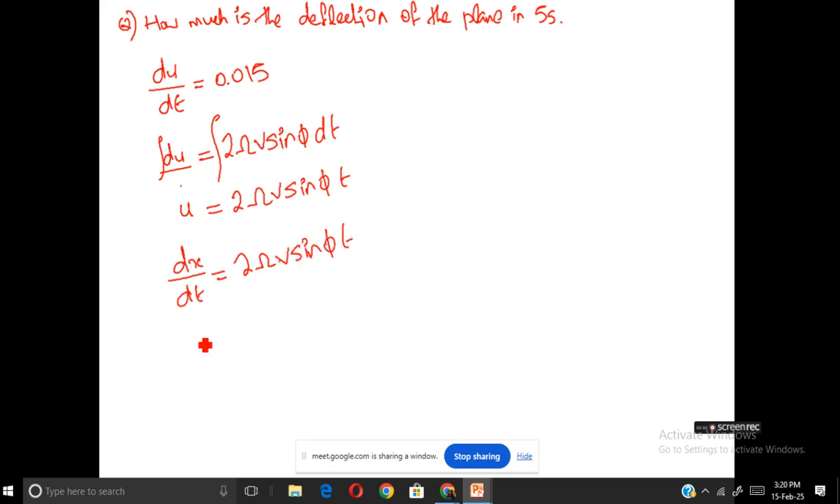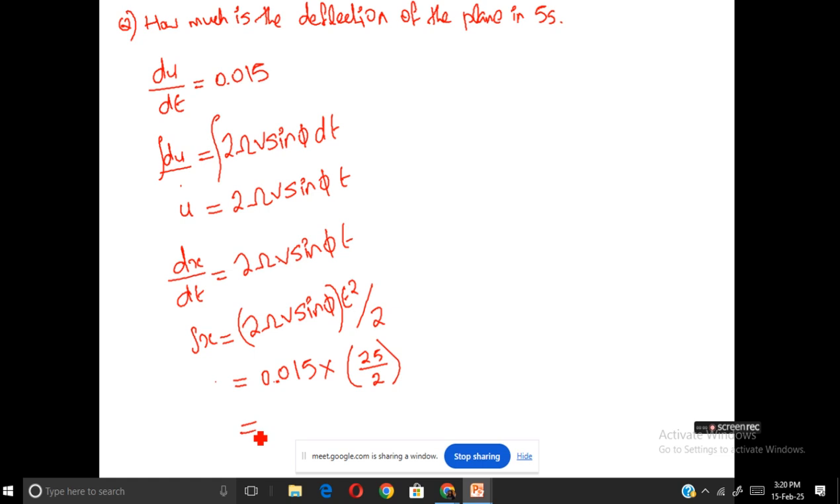Now if we integrate it again, we will get delta x or x to be 2 omega v sine phi into t square by 2. We know the value of 2 omega v sine phi, which we found out earlier, was basically 0.015 into t is given as 5, so 25 by 2.